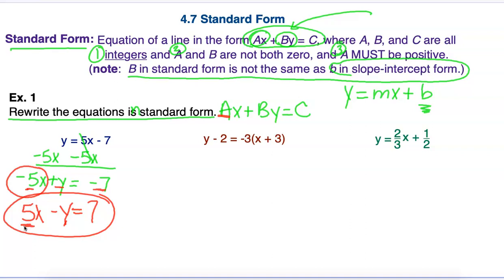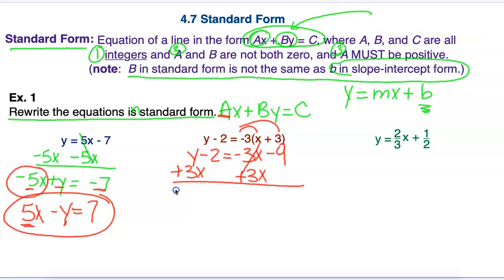Okay, the second one, we're going to have to do the distributive property first. We have negative 3 times x is negative 3x, negative 3 times 3 is negative 9. And we're going to do the same thing we did on our first problem. We're going to get our x over on the left to start. So I'm going to add 3x to both sides. So we have 3x plus y minus 2 equals negative 9.